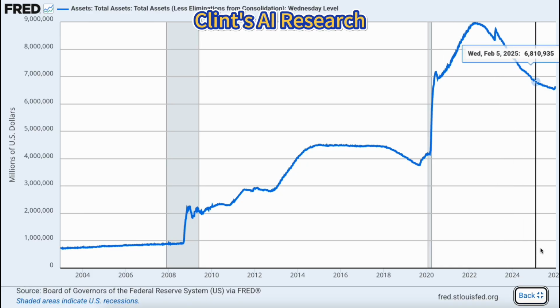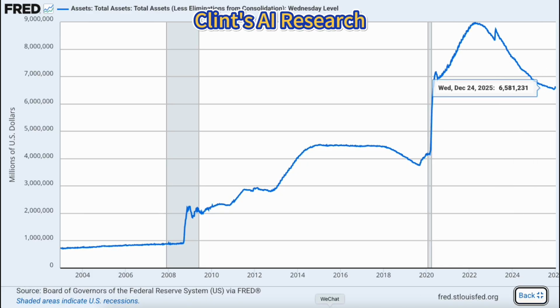Part 2. Investor Insights and Strategy. This chart isn't just history, it's a map of liquidity. For an investor, liquidity is fuel for asset prices. Here are the key takeaways for your portfolio.